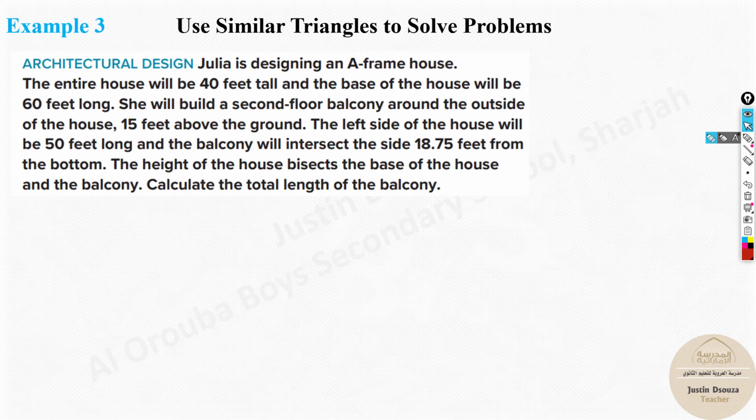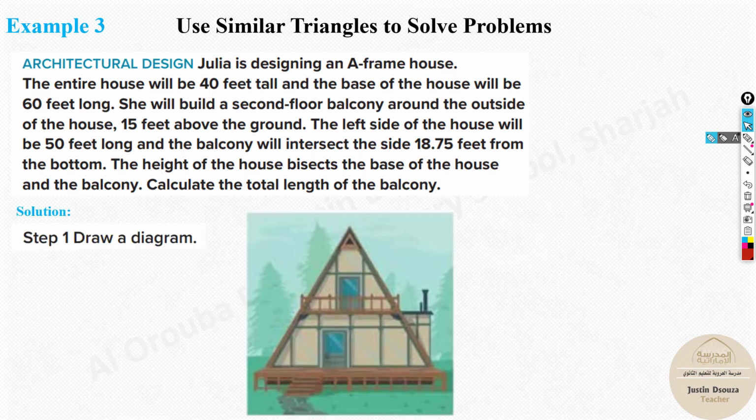Now we have a real world problem here. Julia is designing an A-frame house. The entire house will be 40 feet tall and the base of the house will be 60 feet long. She will build a second floor balcony around the outside of the house, 15 feet above the ground. The left side of the house will be 50 feet long and the balcony will intersect the side 18.75 feet from the bottom. Now this is important. From ground means from downside, from bottom means down, okay? The height of the house bisects the base of the house and the balcony. Calculate the total length of the balcony.